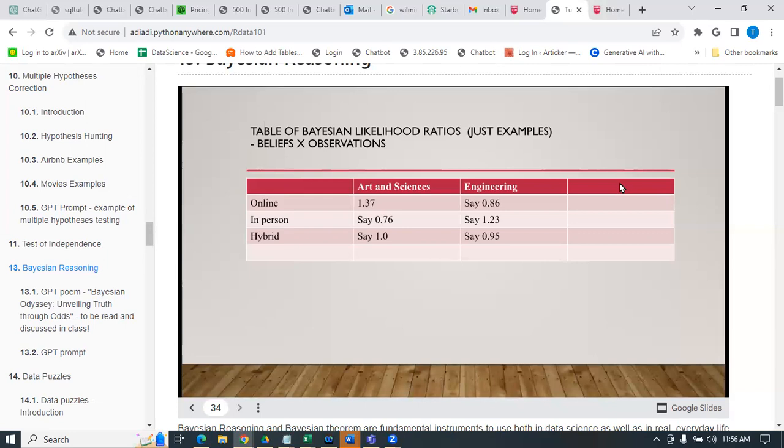Remember, the most important things in the odds version of the Bayesian theorem are prior odds and false positives. True positive is obviously important too, right? But essentially, there are three values: prior odds, true positive, false positive. That's all you have.